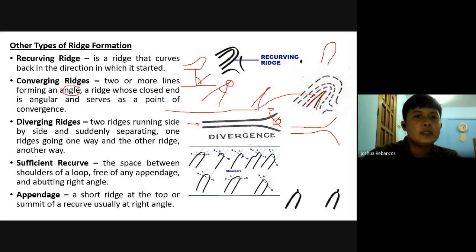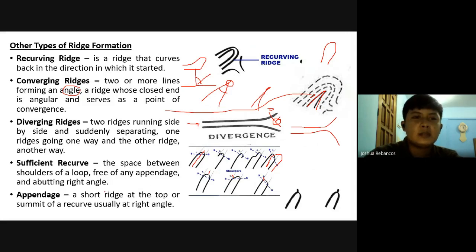Sufficient recurve naman, the space between shoulders of a loop, free of any appendage or abutting right angle. Si sufficient recurve naman, as long as wala siyang appendage, or abutting right angle, ito. Wala siyang ganyan, okay, wala siyang ganun. That is sufficient recurve. Pag iisa lang siya.